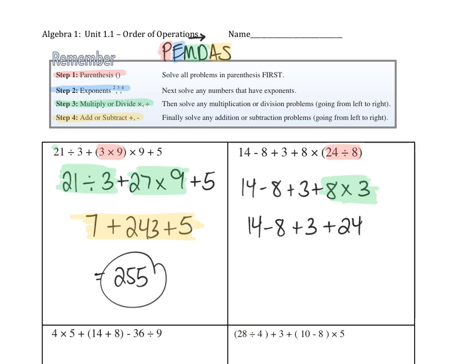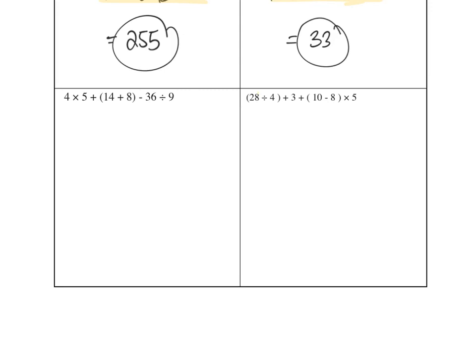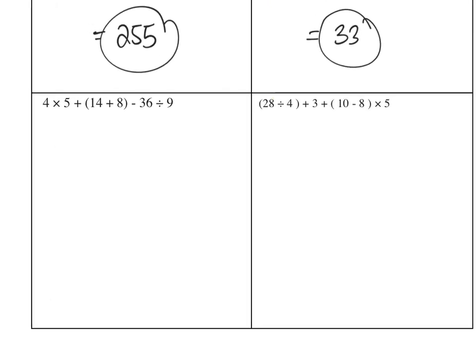And then the last step is always the adding and subtracting. Again, remember, when you are adding and subtracting, you do it from left to right. So if we do that from left to right, we're going to do 14 minus 8 plus 3 plus 24. And we should get an answer of 33. And that's your final answer there. So next, we're going to scroll down here and do a couple more problems on this page.